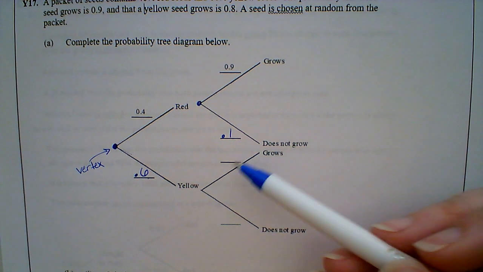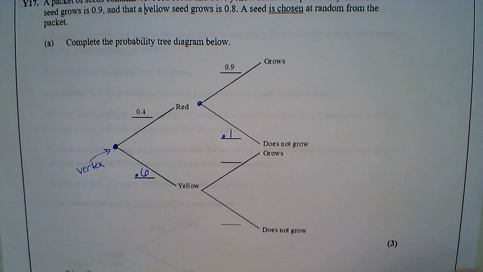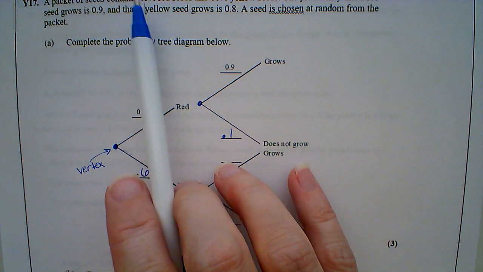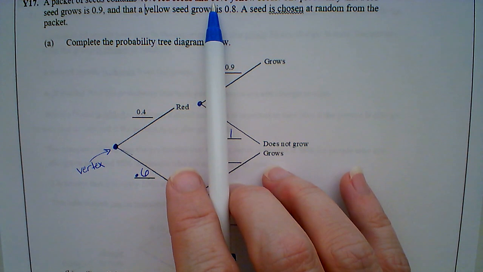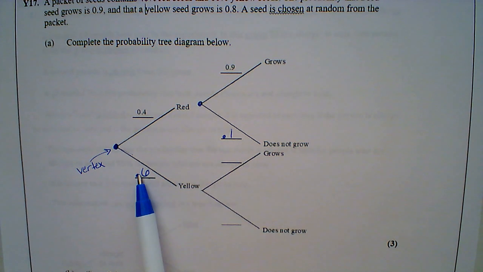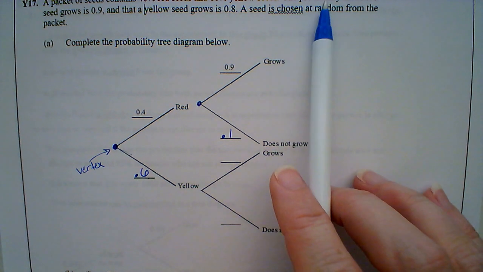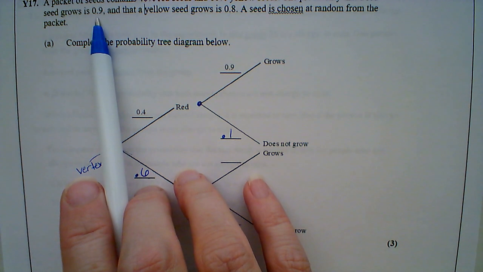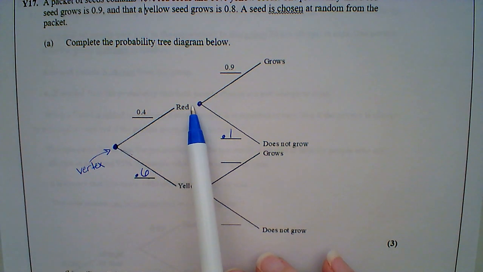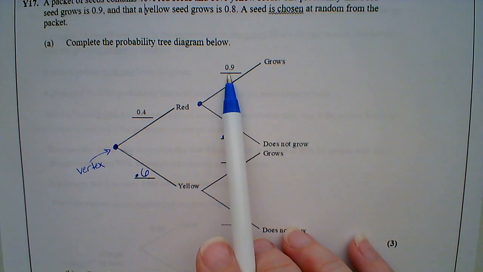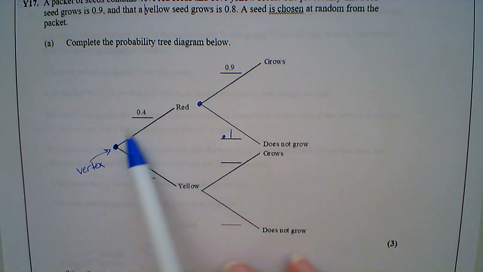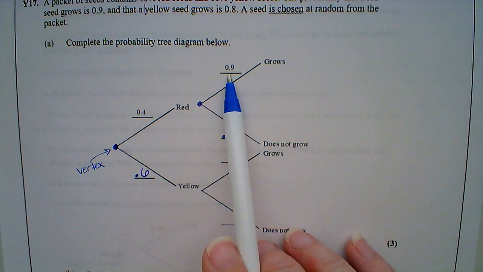So if I'm stuck here, when all else fails, go back and read the problem. Let's go back and see here. 40% red, 60% yellow. Okay, so that's my 0.4, my 0.6. Got it. The probability that a red seed grows is 0.9. So here's my red seed, grows 0.9. That's where they got the 0.9. They said we have a red seed and it grows, that's 0.9.